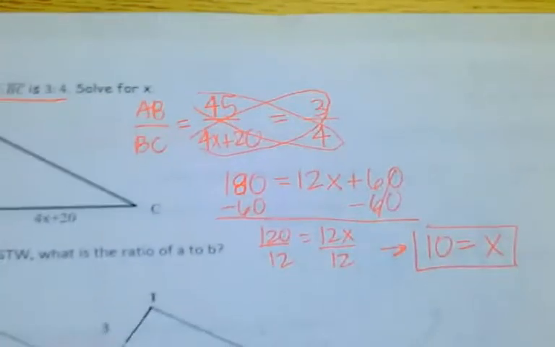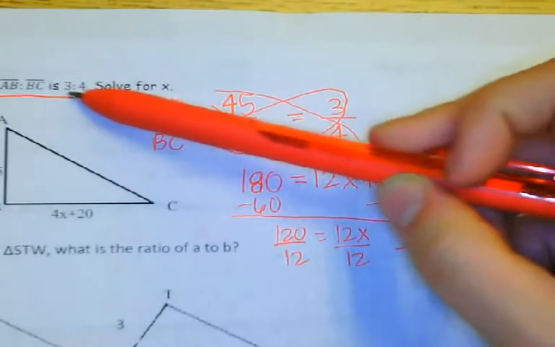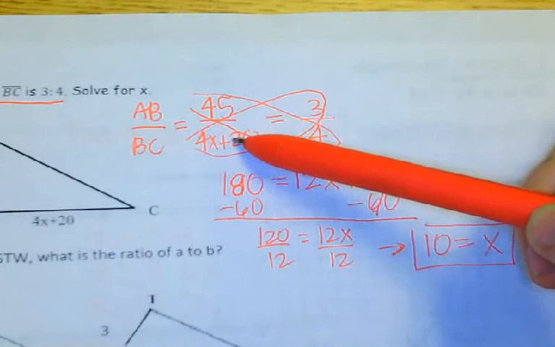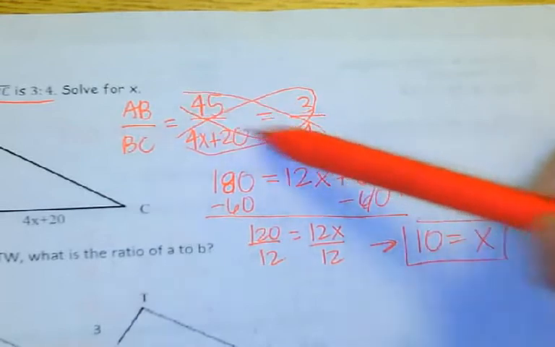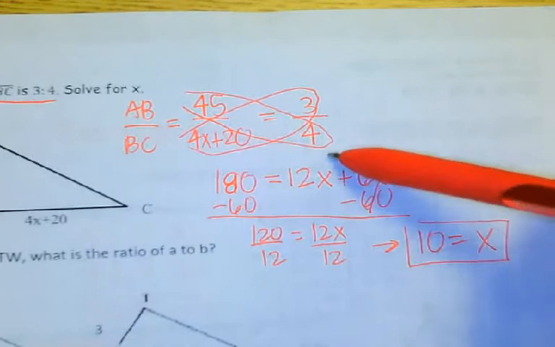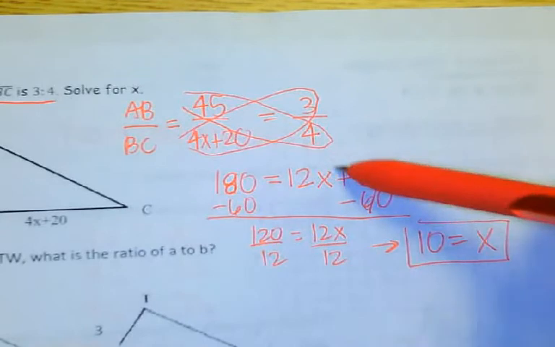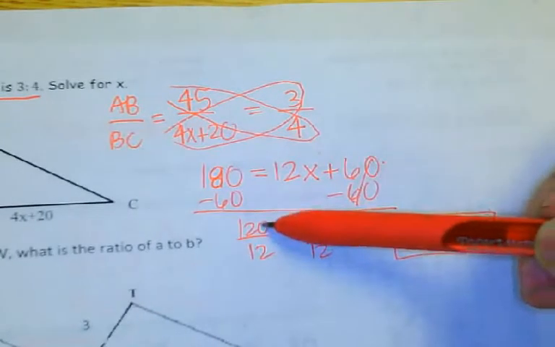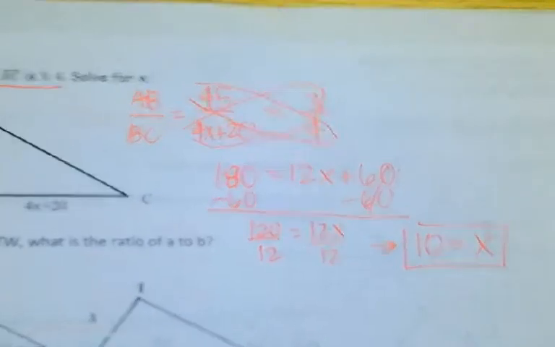Okay, when you set up this proportion, we had AB over BC was what they gave us, or AB to BC is 3 to 4. So when I set those sides over each other, AB was 45, BC was 4x plus 20. We know that those are equal to the proportion 3 over 4, so I can set it up like this and cross multiply. So we have 45 times 4, that gives us 180. 4x plus 20 times 3 gives us 12x plus 60. When we distribute, move 60 around, we have 120 equals 12x. Divide by 12, you end up with x equals 10.